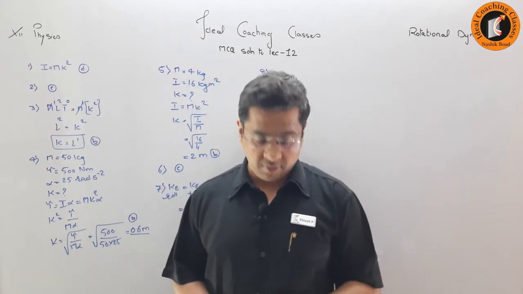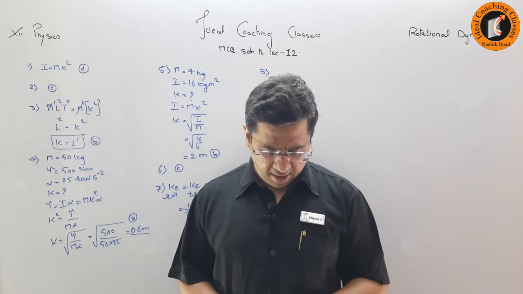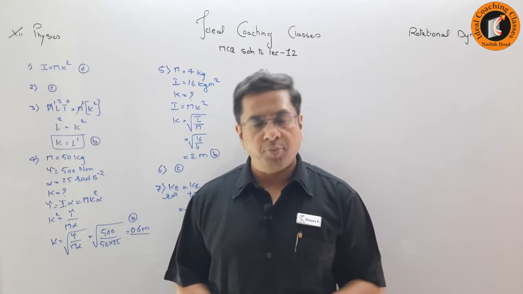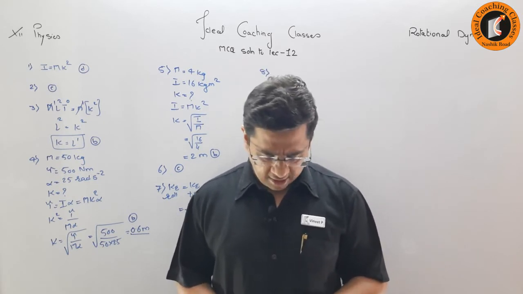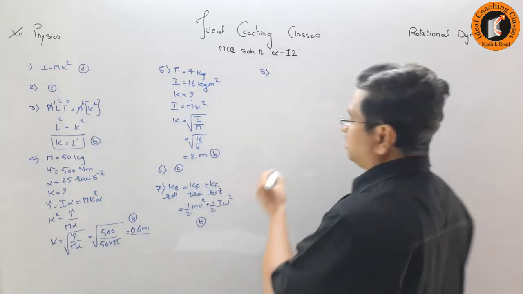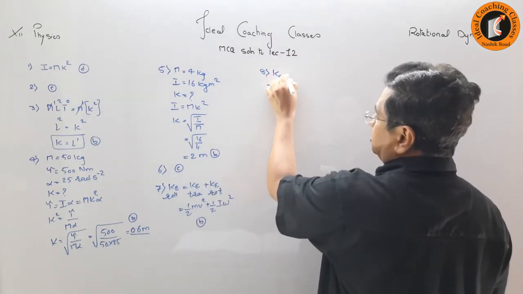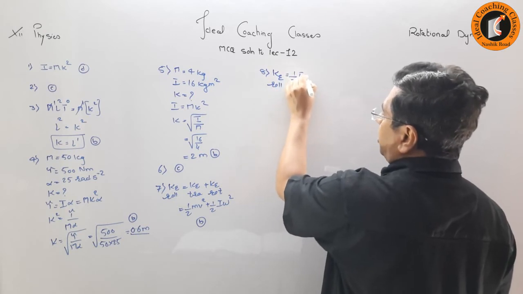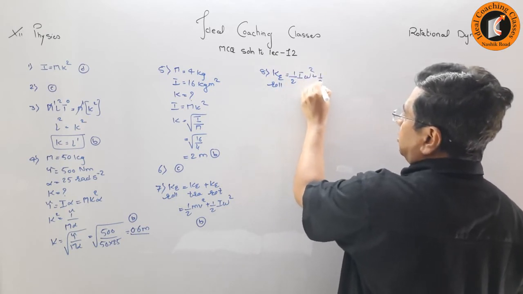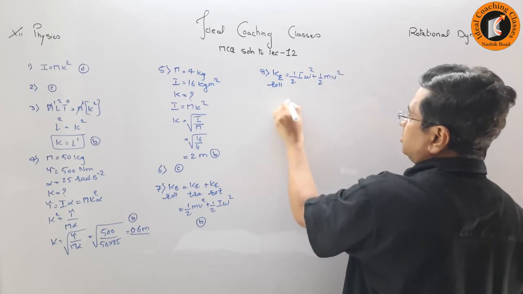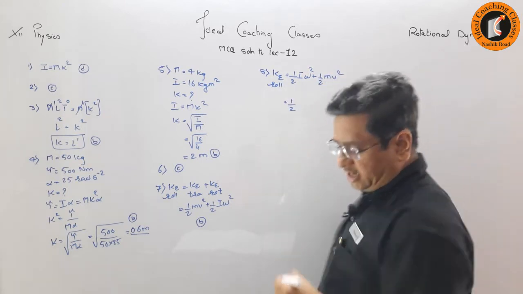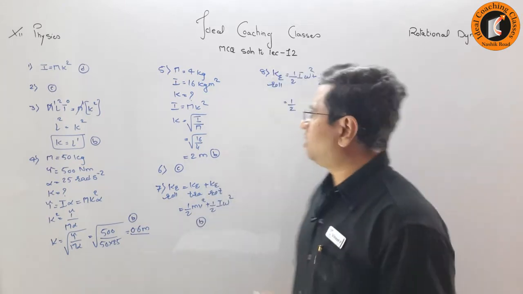Let us talk about the eighth question. A loop of mass m and radius r, a loop is a ring, is rolling. What is the total kinetic energy? Kinetic energy of rolling is equal to half of I omega square plus half of mv square. In terms of what do I need it? In terms of mass and velocity.